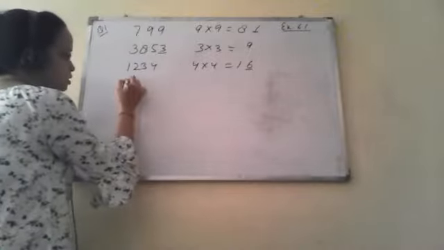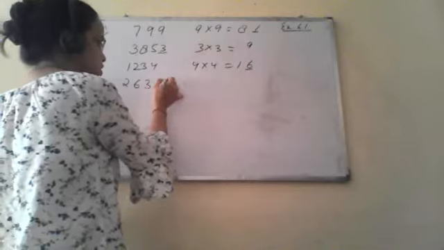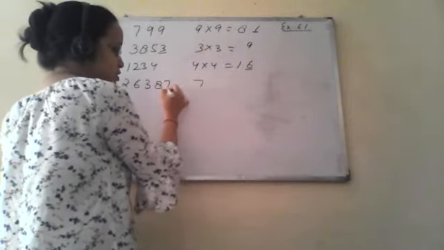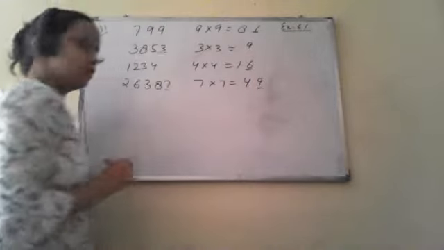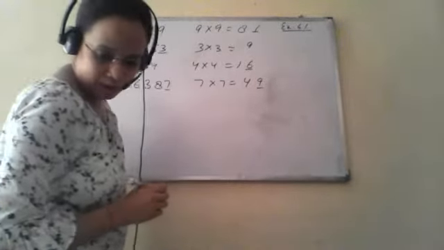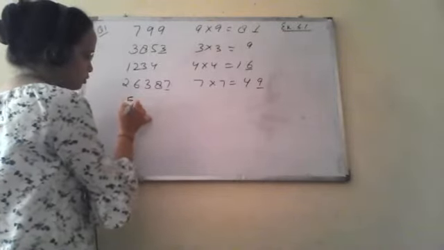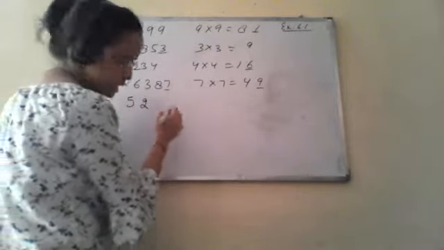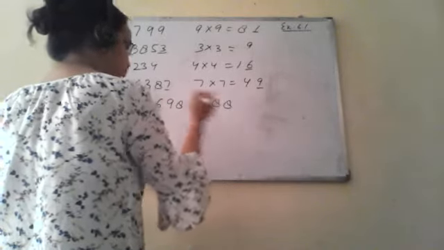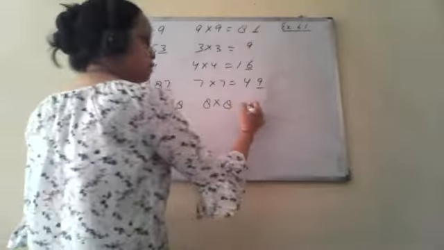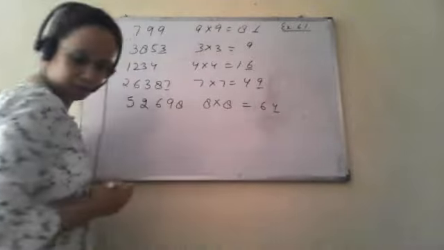Now next is 26387. We just have to multiply 7 into 7, and you will find 9 at its unit place. Now another is 52698. We have 8 into 8, it comes 64. So we have 4 at its unit place.